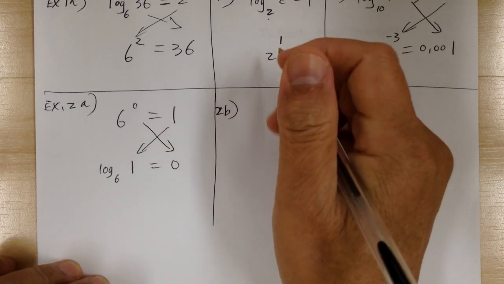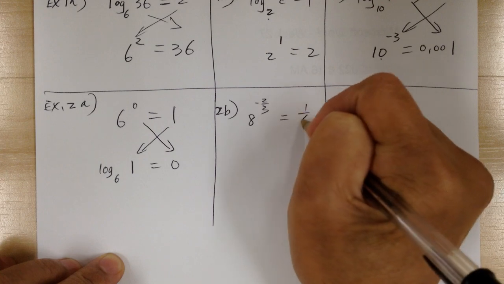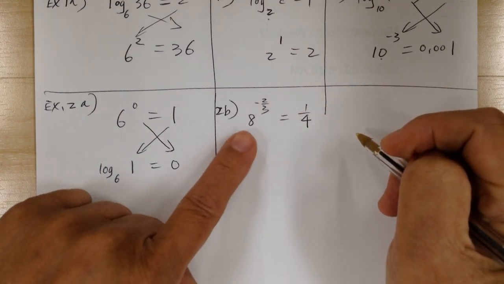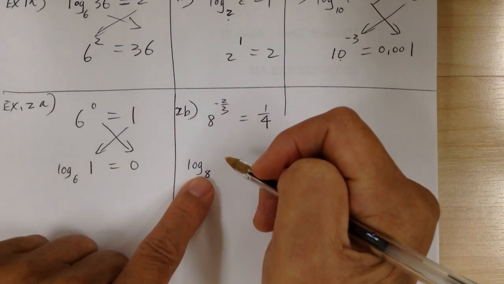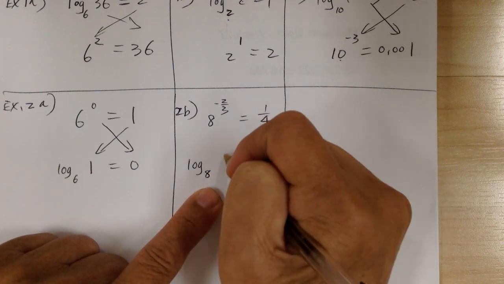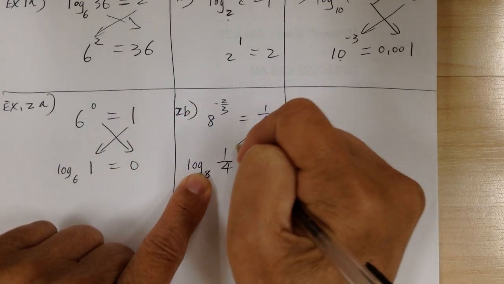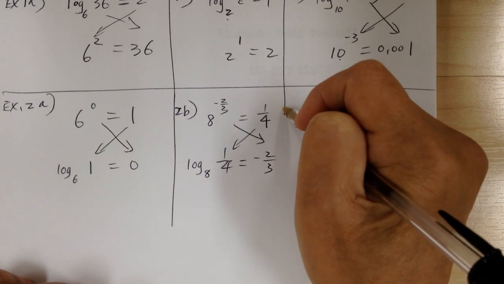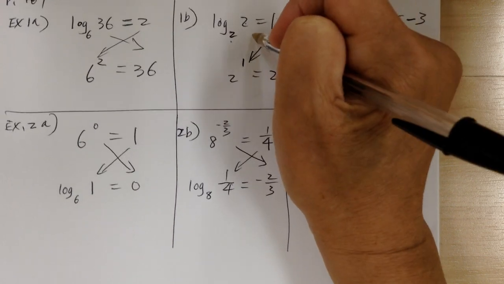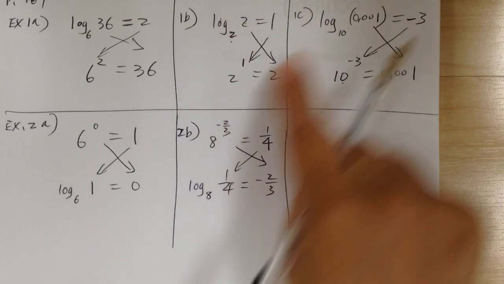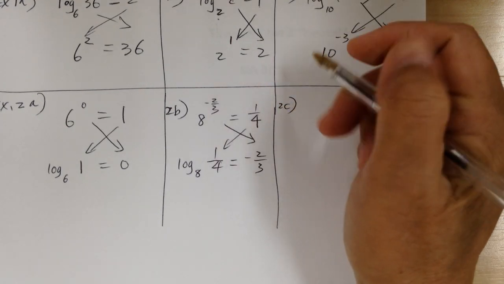Now let's go to 2b. You have 8 to the negative 2 over 3 power equal to 1 over 4. Now you're going to change it into log form. So the base stays, so log base 8. When you write the base, you make it a little bit lower, and this would be 1 over 4 equal to negative 2 over 3. Again, the base stays, and the other two numbers switch. When you change from one form to the other, the two numbers just switch. The base always stays the same. Keep the base in the same place, and the other two numbers just switch.